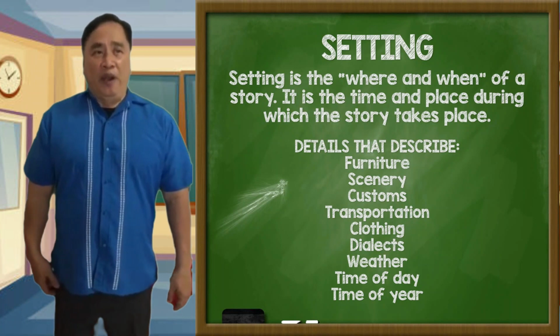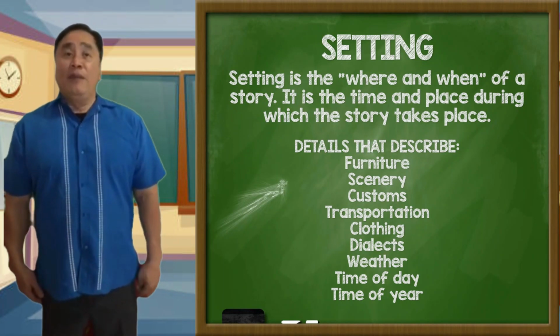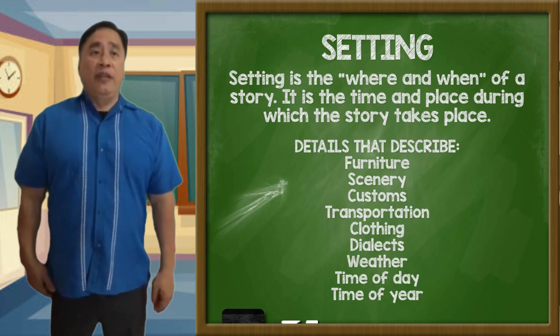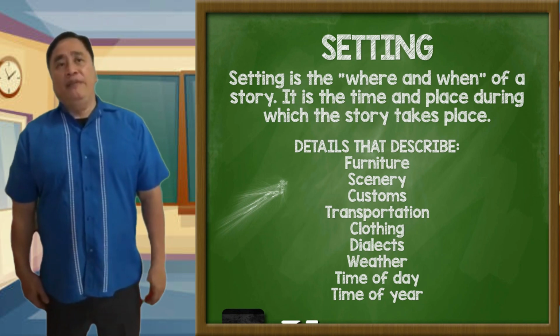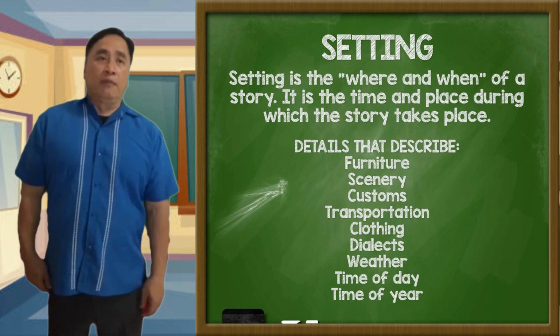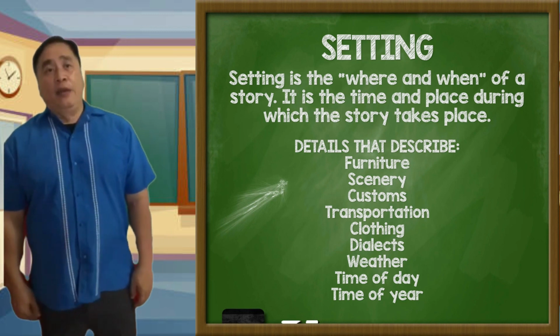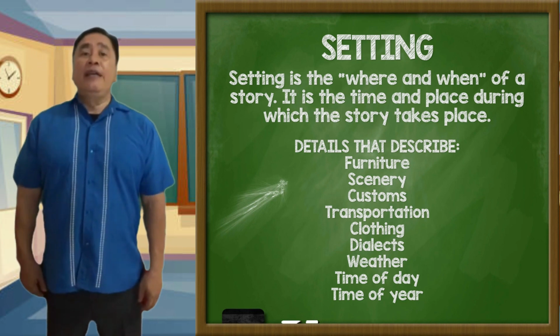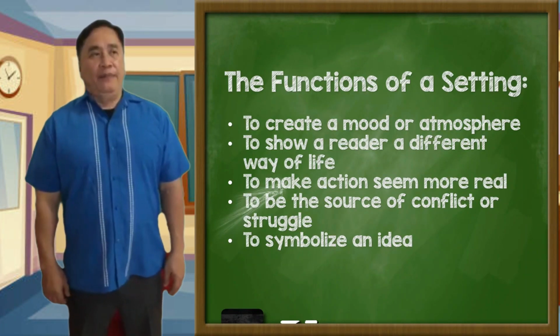Setting is the where and when of a story. It is the time and place during which the story takes place. Examples of details that describe it are the furniture, scenery, costumes, transportation, clothing, dialects, weather, time of day, and time of year.